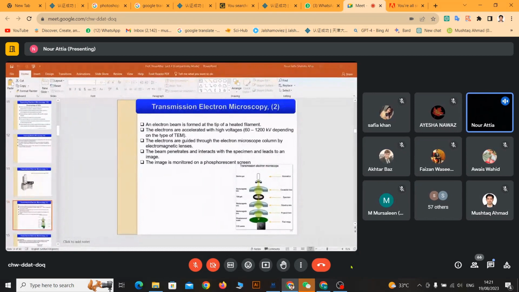So here, the electron beam is formed on the tip of the heated filament, and it goes up. Then, for example, if you see the Olympic picture, the sample is the green one. Then the detectors will be at the bottom of the sample, collecting all the electrons, and then the image will be monitored, and the image development will make the image of the sample.